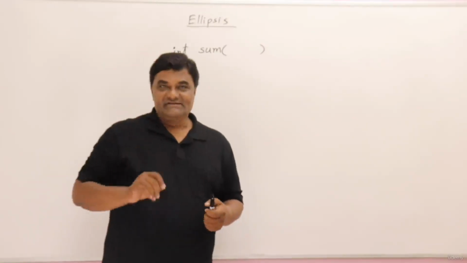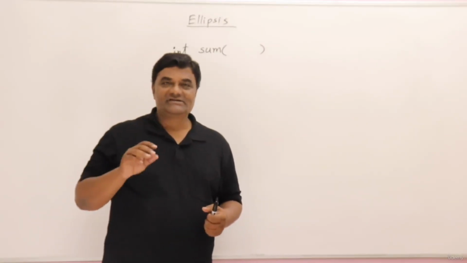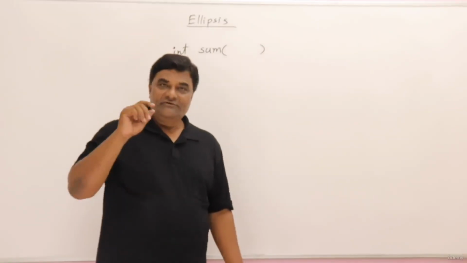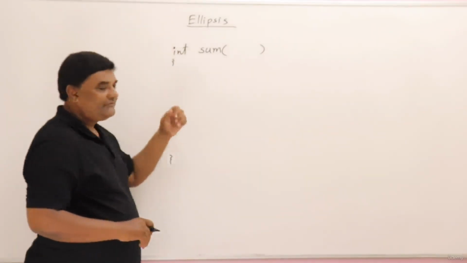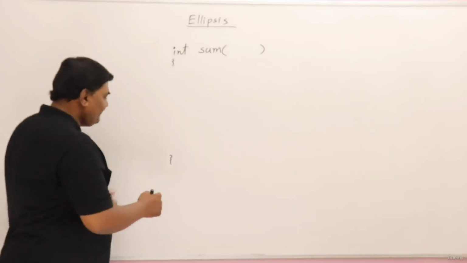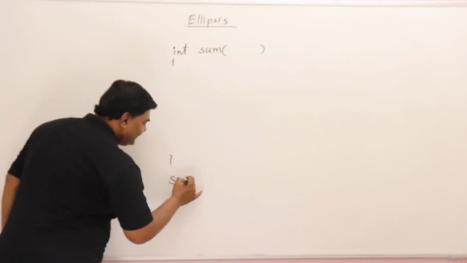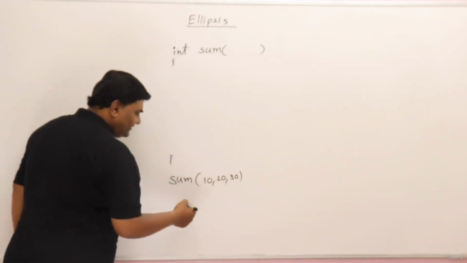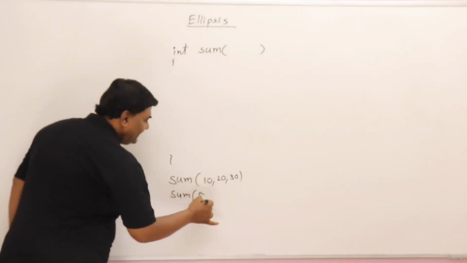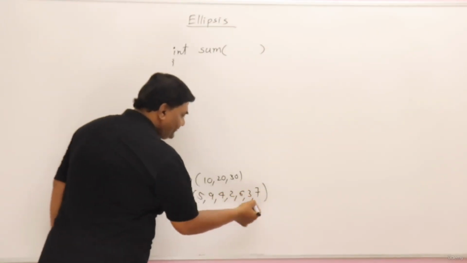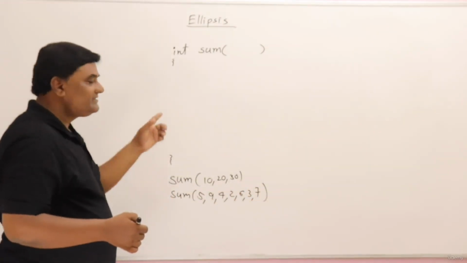The topic is ellipsis. Ellipsis is used for taking a variable number of arguments in a function. For example, I want to write a function for finding the sum of integers. I want that function to work when I send sum 10, 20, 30. And if I say sum 5, 9, 4, 2, 6, 3, 7, it should work. So for any number of arguments, it should work.